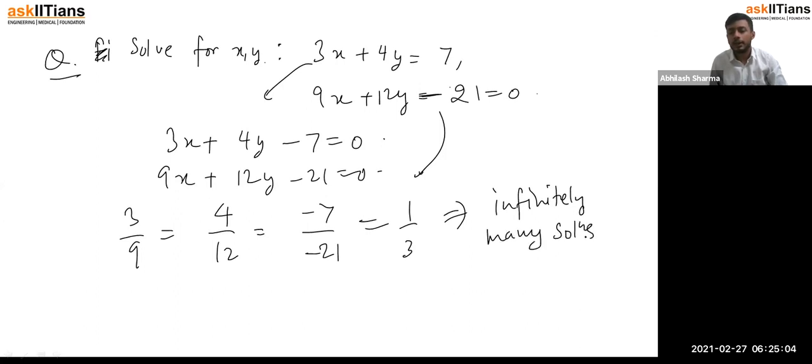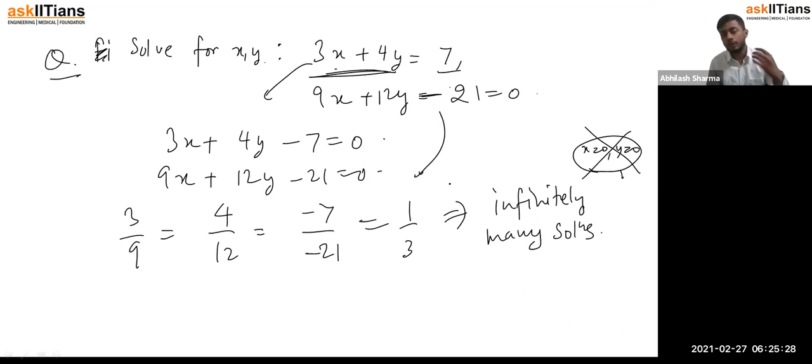And how can we find those family of solutions? It is not that you can put any x and any y and you will get the solution. No, that's not what we mean by infinitely many solutions. For example, if you put x equal to 0 and y equal to 0, does that work out? No, it does not work, because this becomes 0, which is not equal to 7, so the equation is not satisfied.